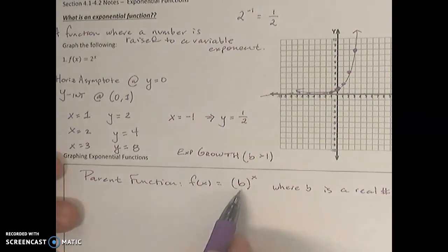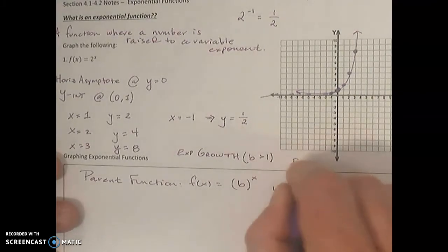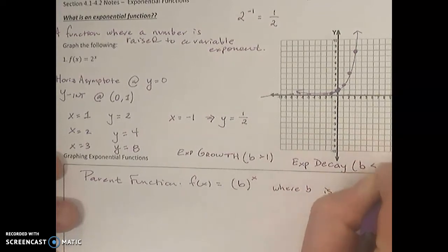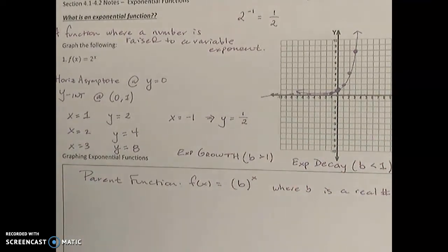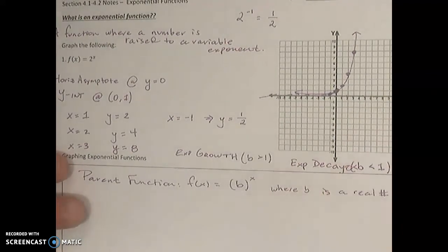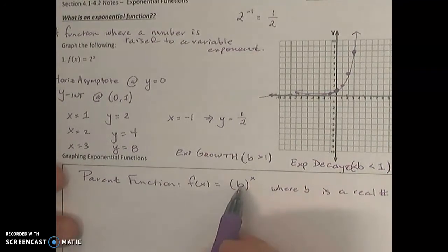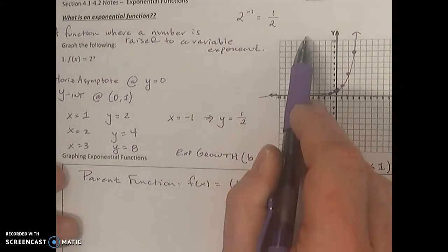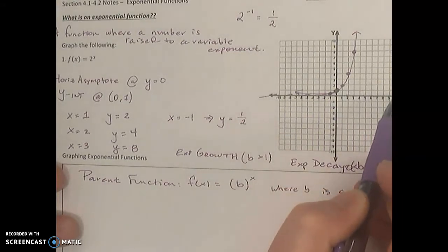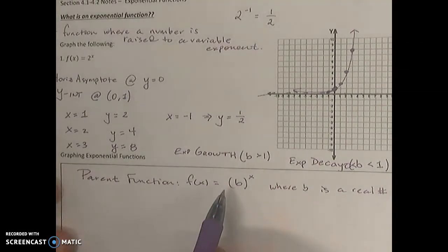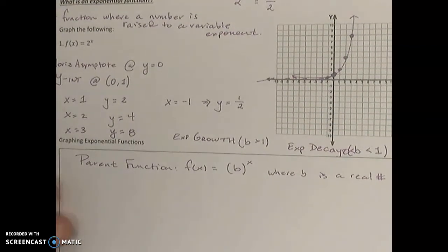If the b value is greater than 1, we would consider that an exponential growth. The opposite of that would be exponential decay. That would be if the b value is less than 1. I guess we should say between 0 and 1. A fractional b value, like 1/2. We would actually see it decay over time. It would be decreasing in an exponential way. Okay? So we have our parent function. We talked about a little bit of a graph here. We got some terminology down.